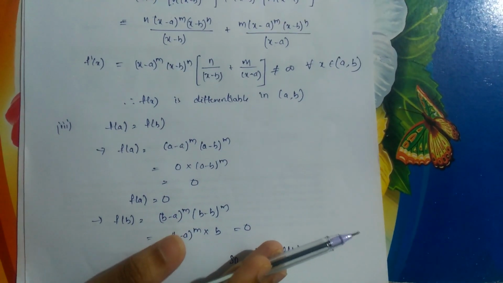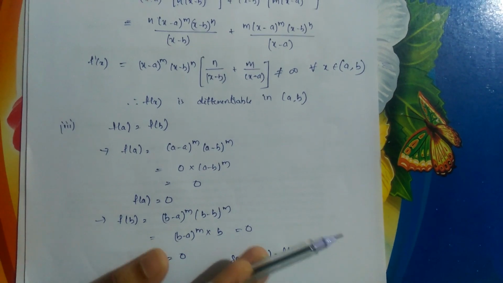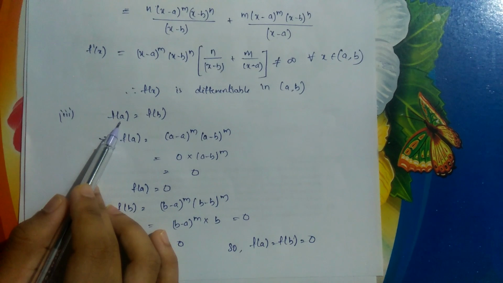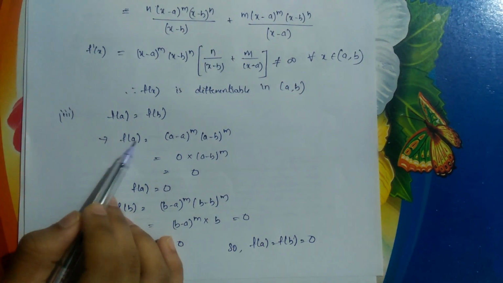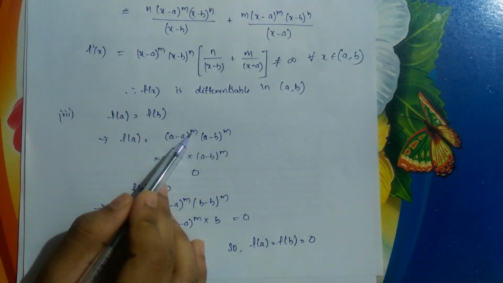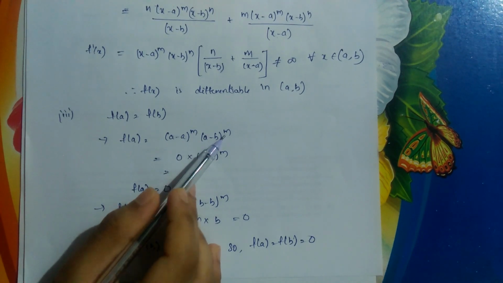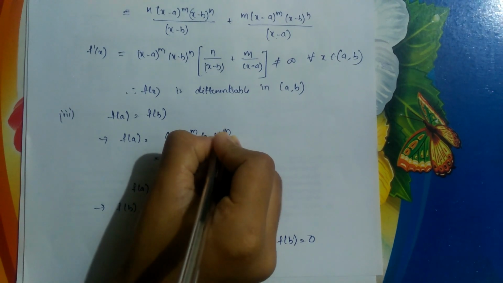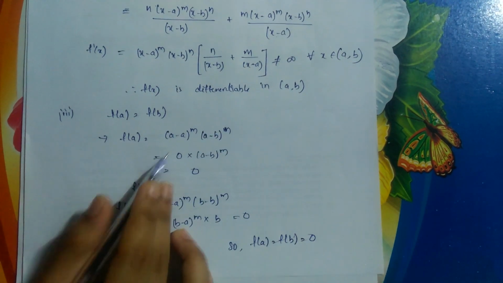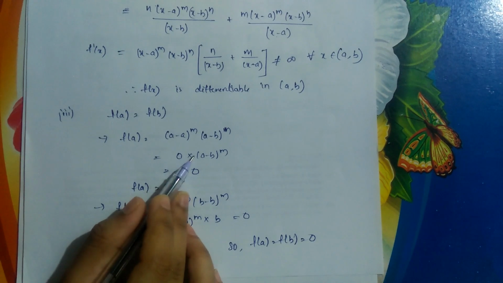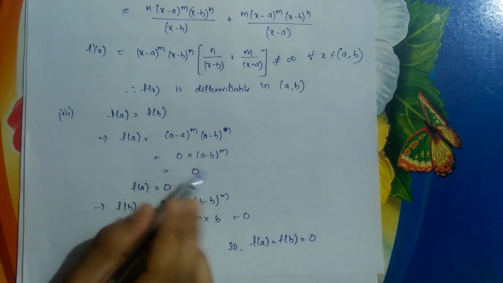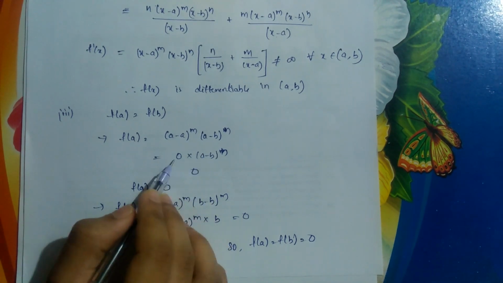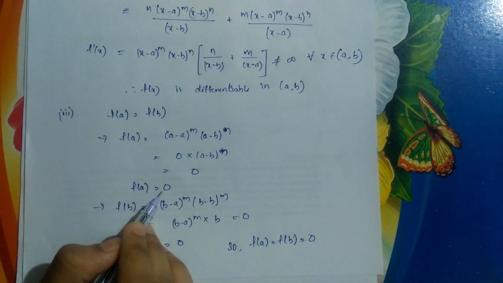We have to check the third condition, that is f of a should be equal to f of b. So substitute a in the place of x in the given function, we get f of a equals (a minus a) whole to the power of m into (a minus b) whole to the power of n. Here (a minus a) to the power of m is 0, and whatever you multiply with 0 becomes 0. So f of a is equal to 0.